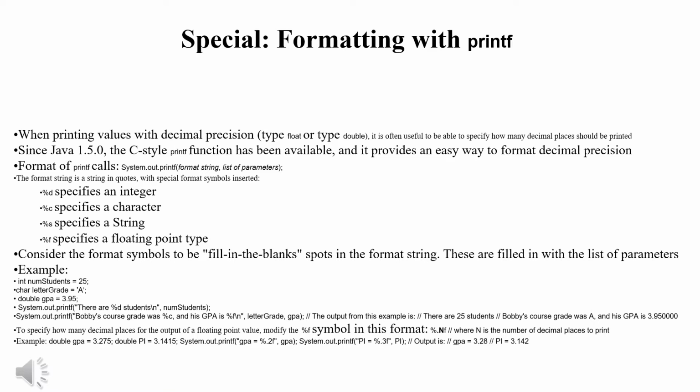So I will write down percent dot that number here, for example, for GPA it is 2, then f. Or for pi, percent dot that number, which here is 3, then f. So that's why for GPA I will see 3.28, and for pi I will see 3.142, right?